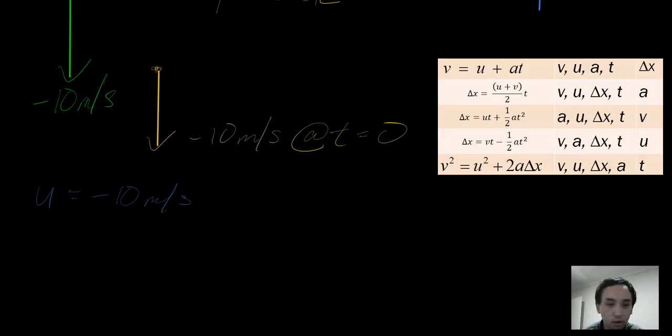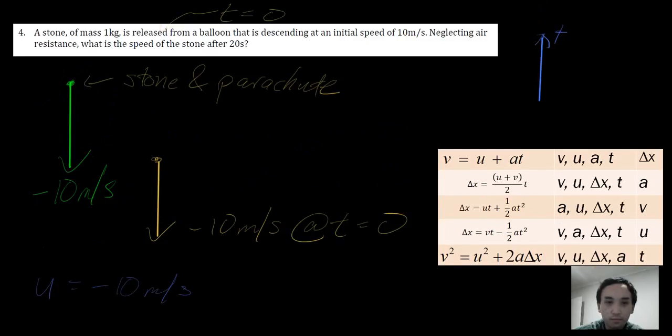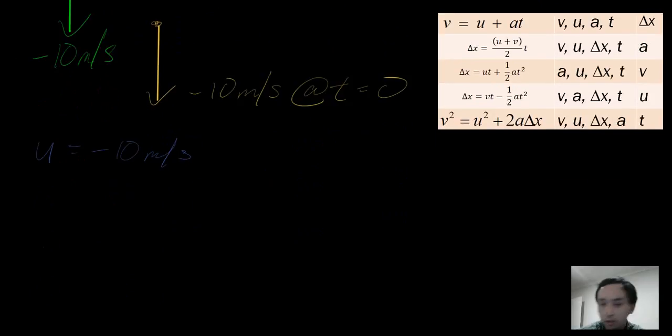We also know that, we want to find the speed of the stone after 20 seconds. That means the amount of time elapsed, t, has to equal 20 seconds. So we have two variables here. We want to find out this final speed, or final velocity. Now, what's the other one?